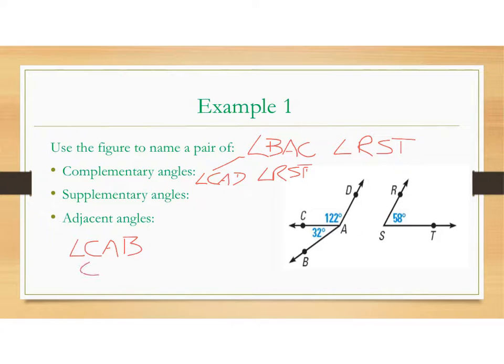CAB and CAD. Wonderful. And those are adjacent. They're next to each other. They share a common vertex and a side. Any questions on the slide? Let's go to the next one.